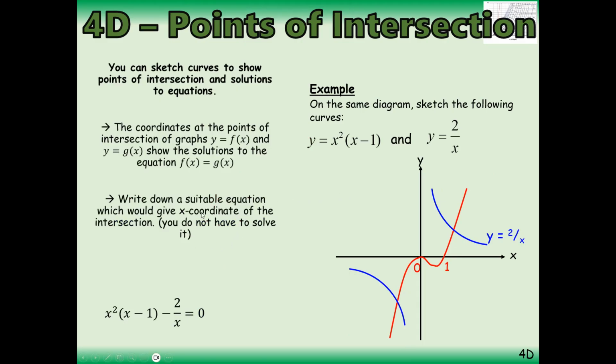So we've been asked to write the suitable equation which would give you the x-coordinate of the intersection. So the intersection of these two graphs is where this equation equals that equation. So we write them equal to each other. We write x squared times x minus 1 in a bracket equals 2 over x. And we can subtract 2 over x from both sides. We end up with that equation down there. This is what you need to write.